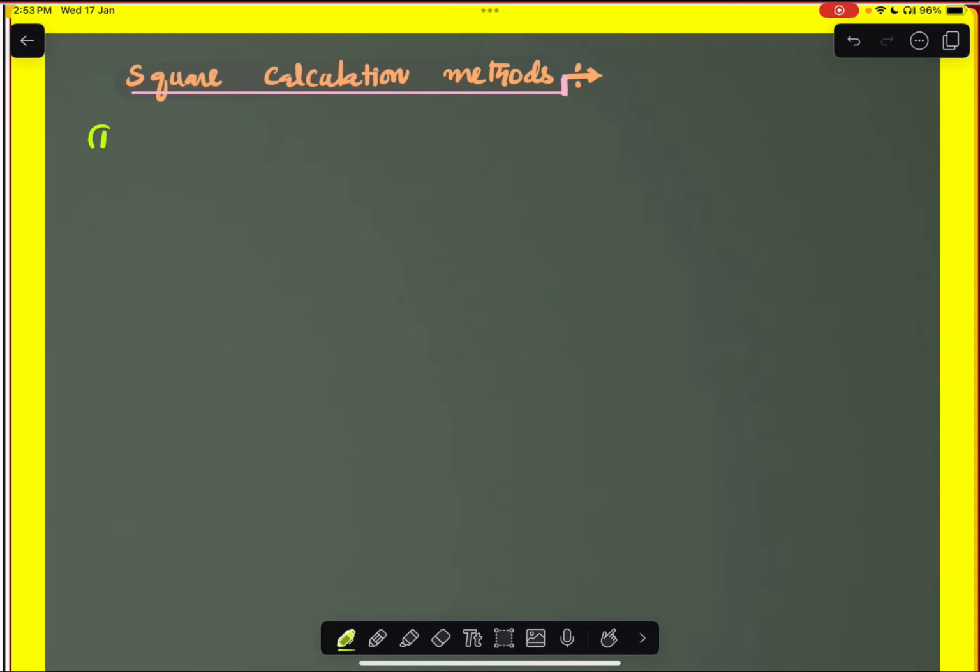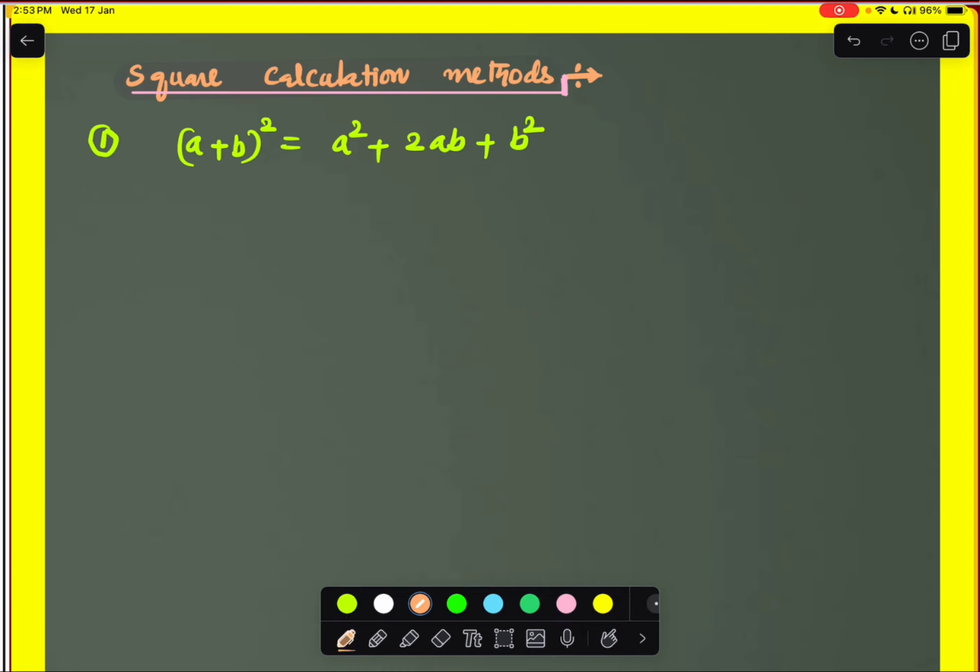Hello students. In this lecture I'm going to teach different methods to calculate the squares of a number. The first method is by using the (a plus b) whole square formula. We already know the formula: (a plus b) whole square equals a square plus 2ab plus b square. I'm going to use this formula to calculate the squares of numbers. Up to 1000 we can use it comfortably. So that is one method.